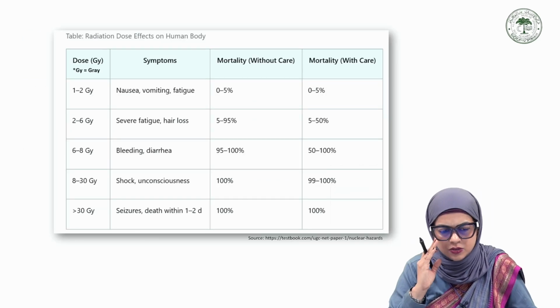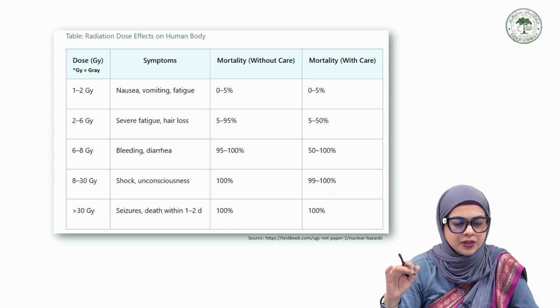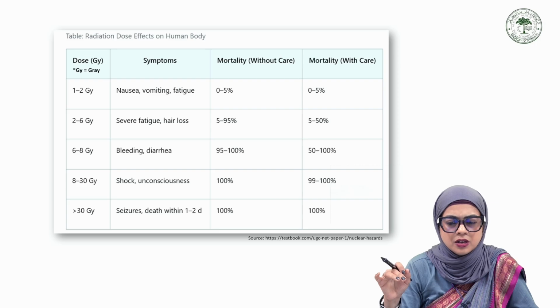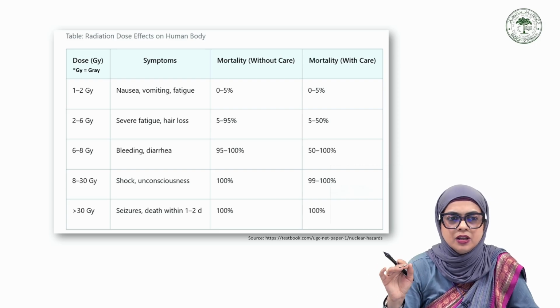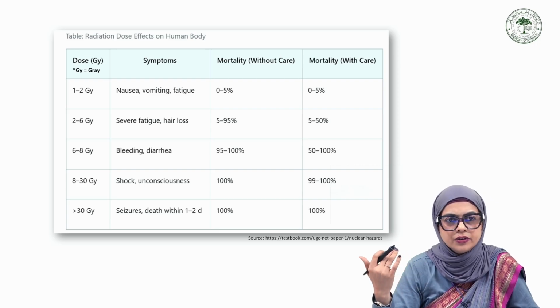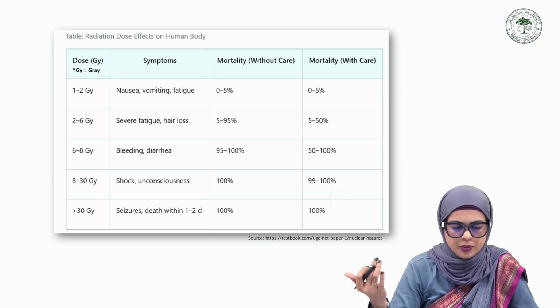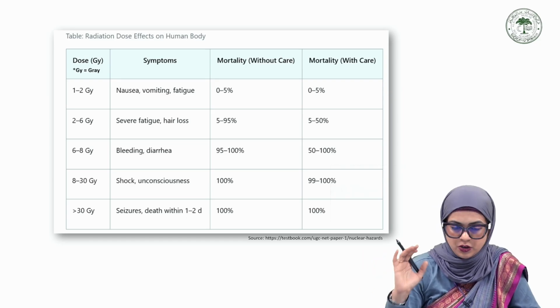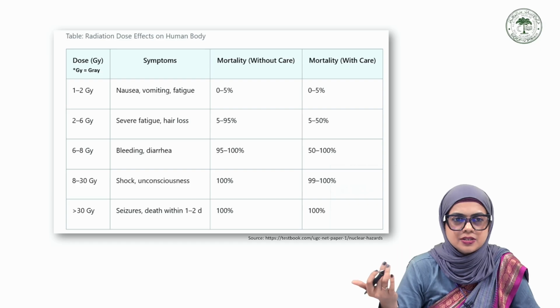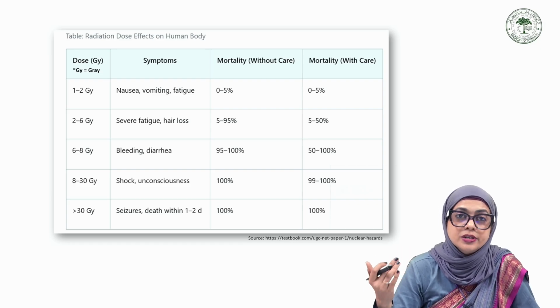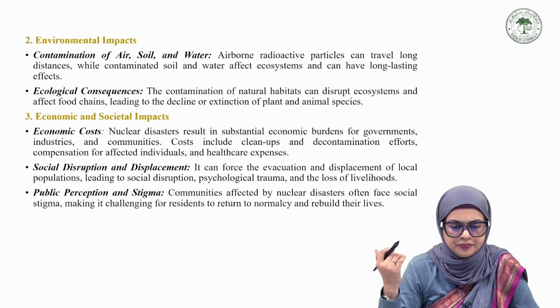Now here, you see that this is a table in which the dose, which is given in gray, the symptoms, the mortality rate without care and with care is given, that how this radiation dose affects the human body. Take a pause and you can look at the table and you can understand how the mortality will increase if the human body is exposed to the radiation.